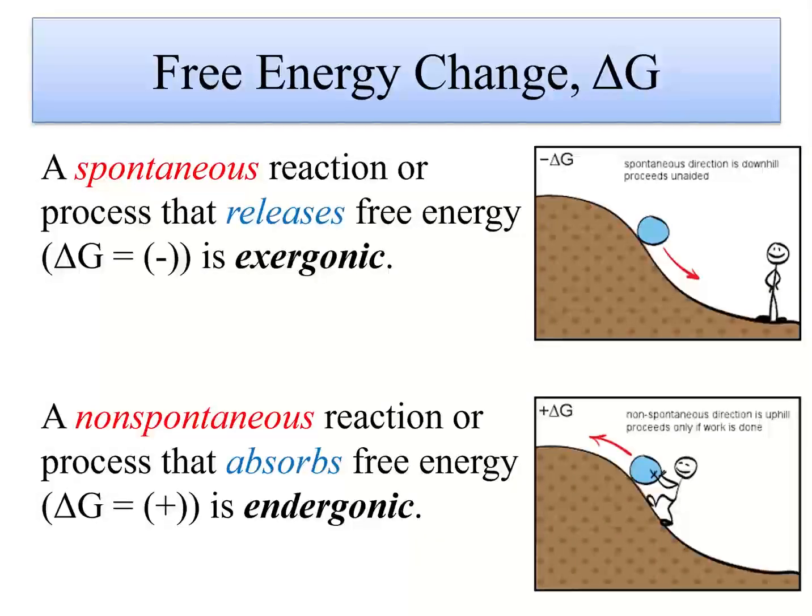A spontaneous reaction or process that releases free energy is called exergonic. So we can see the same similarity here. Exergonic: energy is exiting, right? And the sign of the delta G is going to be negative. So we show this with the negative delta G. Negative delta G means the reaction is spontaneous. Spontaneous also means that once the reaction has started, it will proceed without external influence.